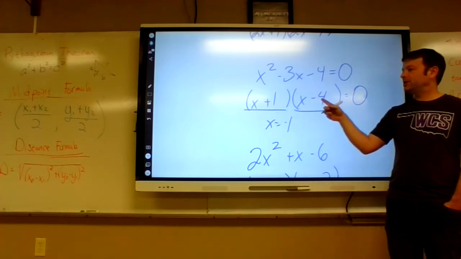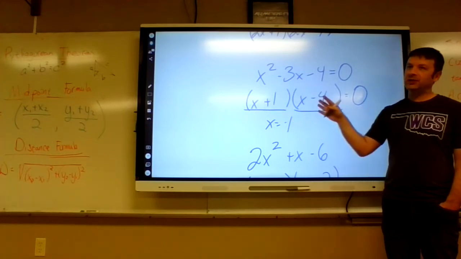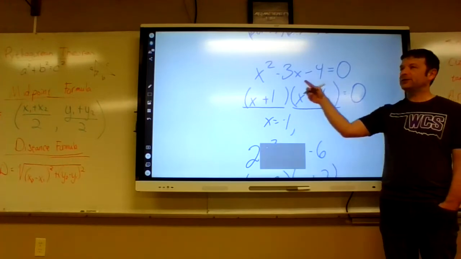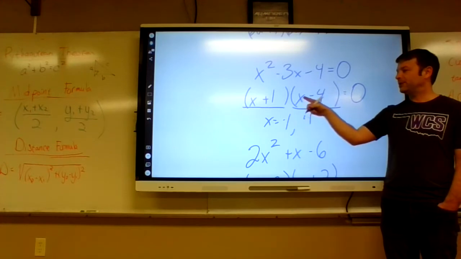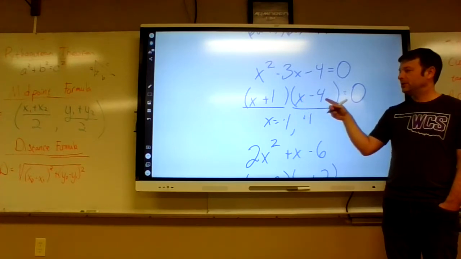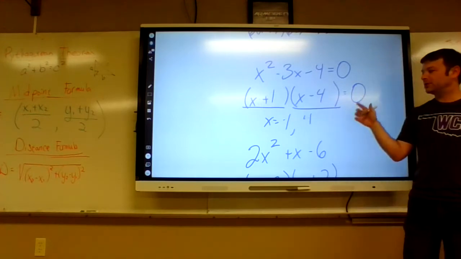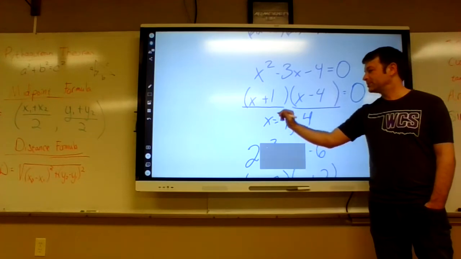Now negative 1 minus 4 is negative 5, but does that matter? No, because what's 0 times negative 5? 0. Okay, what x value makes this factor 0? Positive 4. You just do the opposite, right? 4 minus 4 is 0. And it doesn't matter what this is, because 0 times whatever is still 0. So it's got two possible answers.